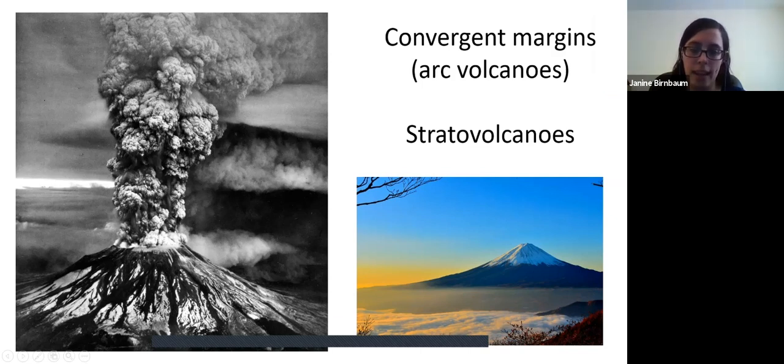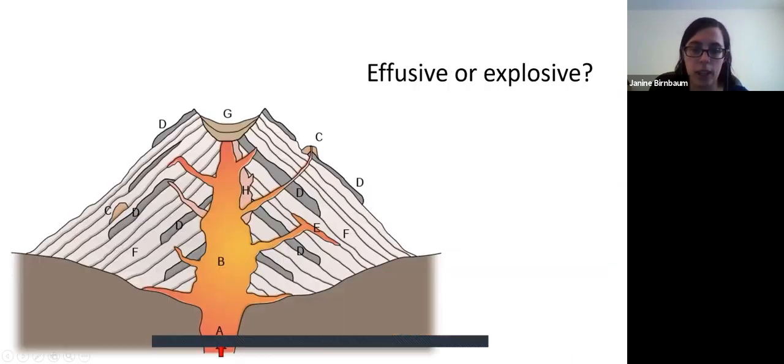Both of these, typical of arc volcanoes, are what we call stratovolcanoes or stratocones. Sometimes they're also called composite volcanoes. When we look at these in cross-section, we can see why they're called stratovolcanoes. Strato means layers. So they're made up of lots and lots of layers of, in white here, ash that have come out of an explosive eruption, right? And in these darker places, we have lava flows.